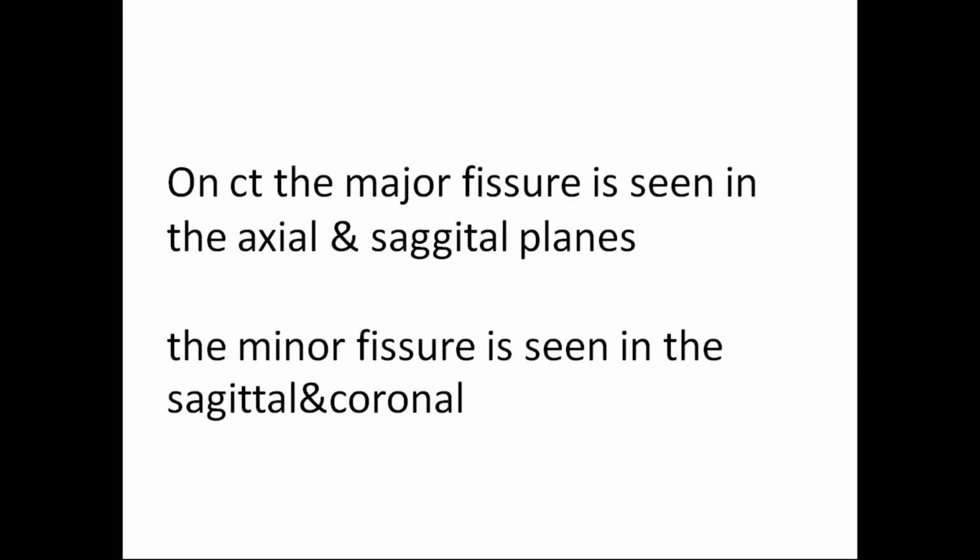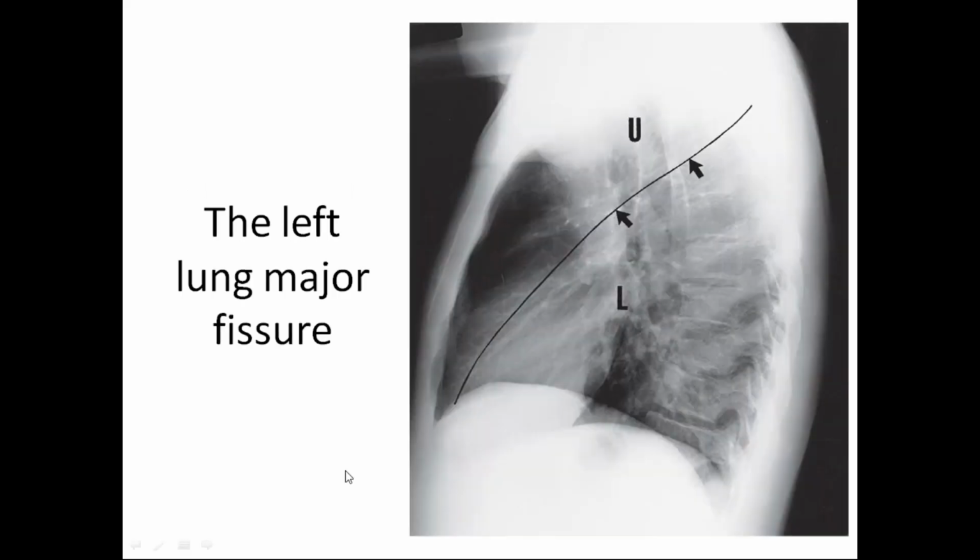On CT, the major fissure is seen in axial and sagittal planes. The minor fissure is seen in the sagittal and coronal planes. This is an image showing left lung, and this is the left major fissure or oblique fissure.